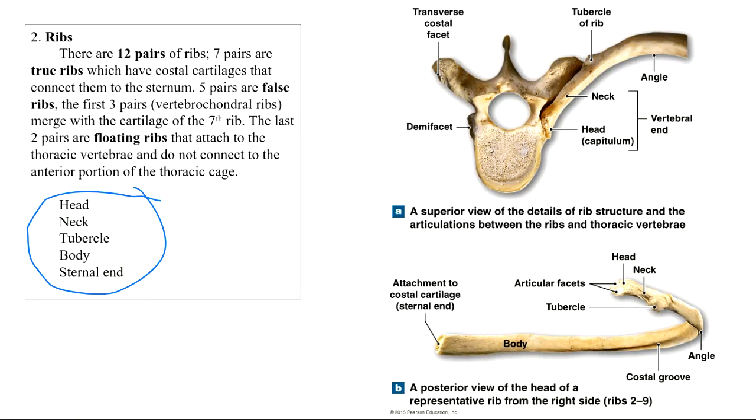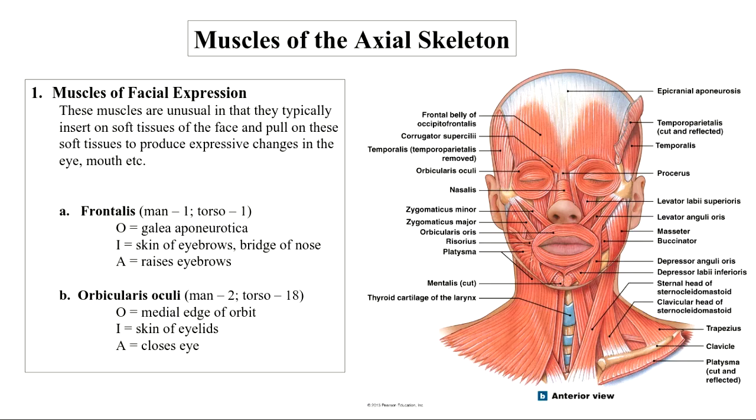They articulate in two spots on the vertebrae, at the transverse process typically, and at the vertebral process. So that's typically where those articulate on the back side. On the front, they just have a sort of a sternal end that articulates with the costal cartilage, as you can see here. All right. So that's it for the rib. And then it's on to the muscles.